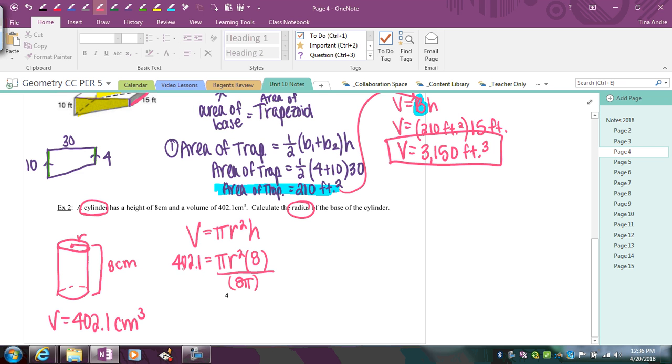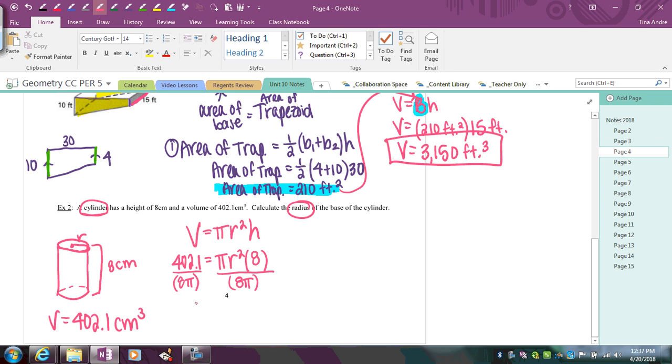When you divide by 8 pi in your calculator, you either need to do it in 2 separate steps, as a decimal, or you need to put it in parentheses. If you just do 402.1 divided by 8 pi, not in parentheses, what your calculator is going to think is that you want to divide by 8 and then multiply by pi. So make sure that you're telling your calculator, no, I want that entire 8 pi to be on the bottom. Make sure, too, that you see that in your calculator. So 402.1 divided by, in parentheses, 8 pi.